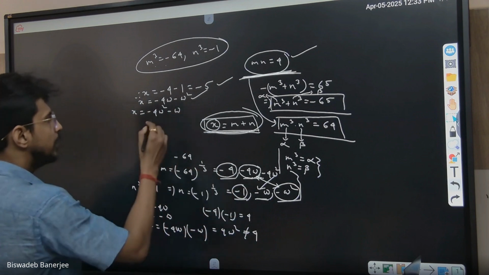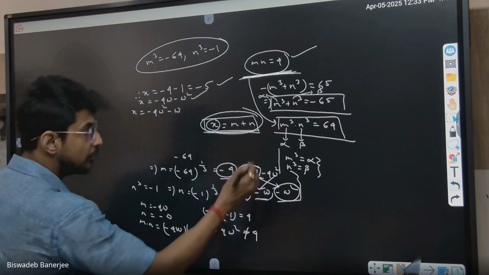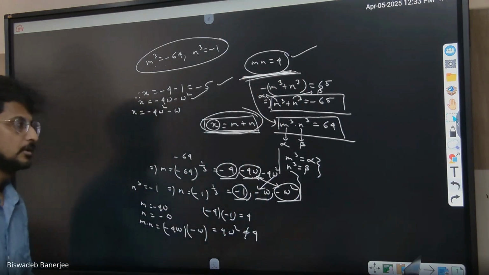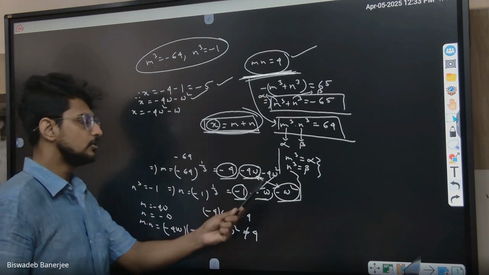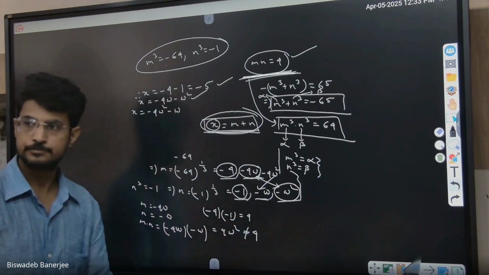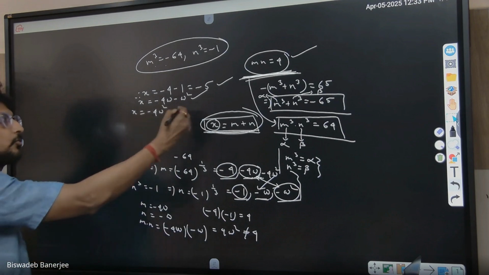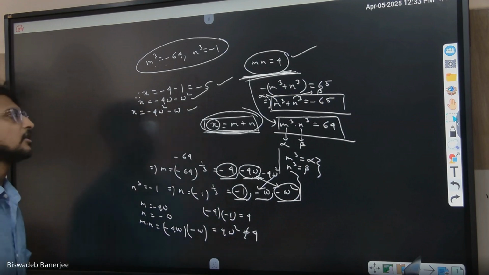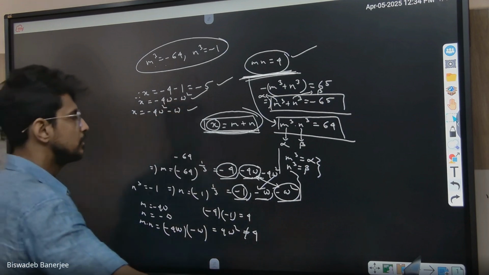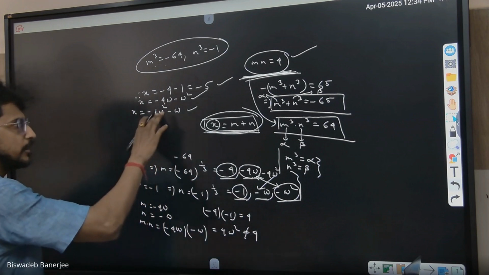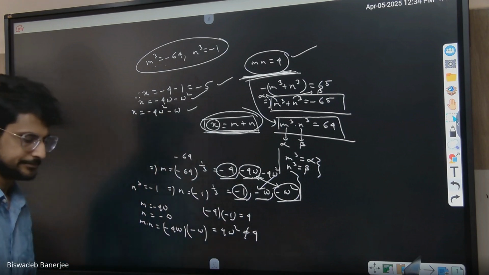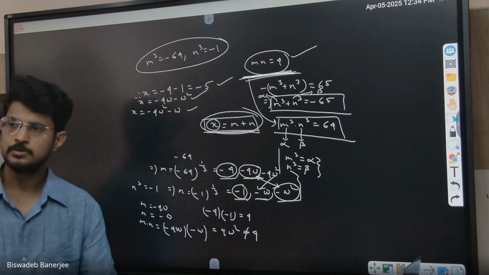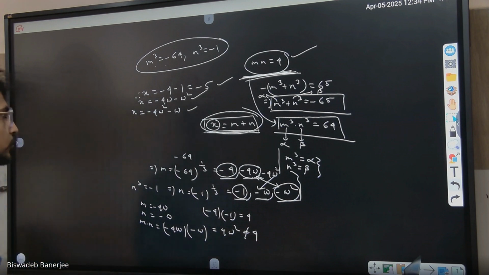Obviously, if we multiply these two, you can see that their product will be 4. Do it yourself. So this is my third root. So these are the roots of this equation. One is minus 5, second is minus 4 omega minus omega square, and my third is minus 4 omega square minus omega. Okay. So these are my roots of this equation.